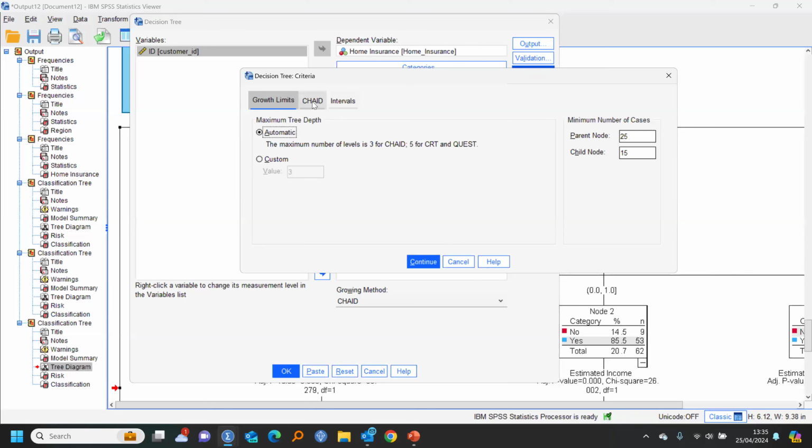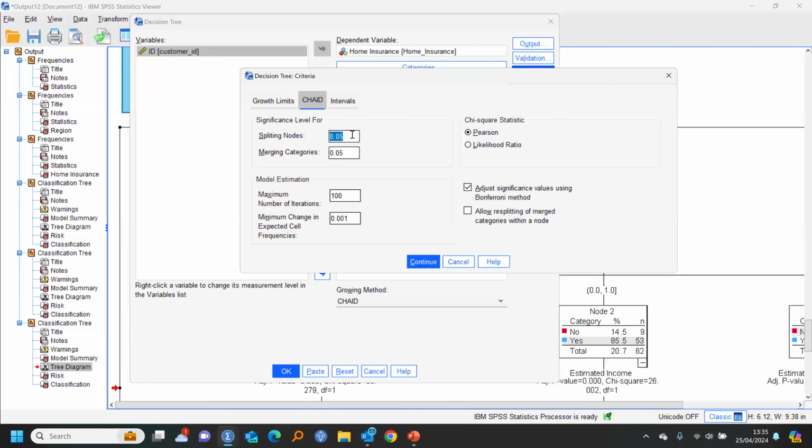Within the CHAID algorithm here, you can say, actually, I'm going to insist that you don't work at a 5% level, you work at a 1% level. And I can even change the chi-square statistic. Pearson is the classic one. Likelihood ratio is a slightly more updated version of that. But I very, very rarely find that it makes any difference changing the two. If you wanted to be really careful, you could go for likelihood ratio. It's slightly more accurate, I would say.